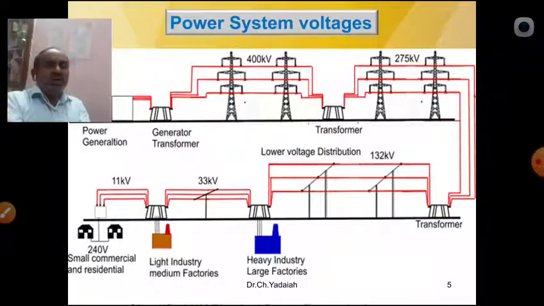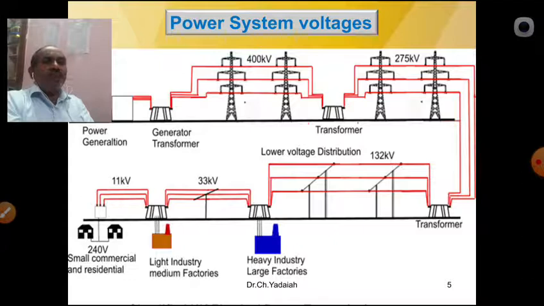Now you can see once again how the voltage is stepped down from high voltage to low voltage. Here at the power generating station, a generator transformer steps up to 400 kV. Low voltage is generated in the generator due to the insulation problem, and that 400 kV is transmitted over a long distance using long transmission lines. Once again, it is stepped down near the metro city.